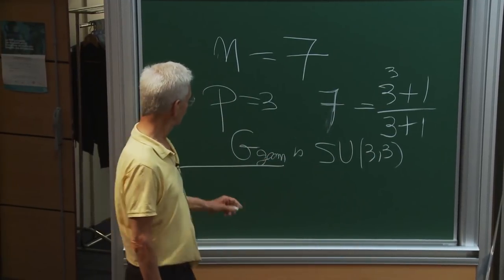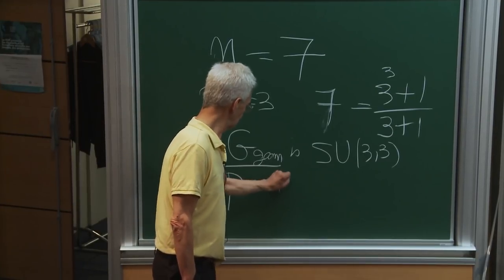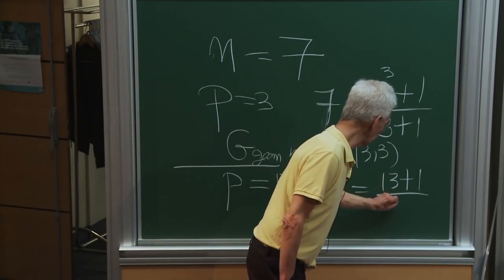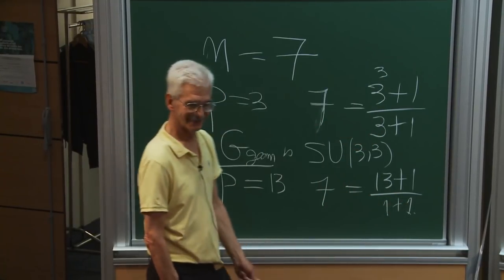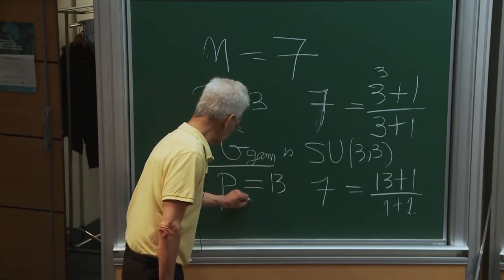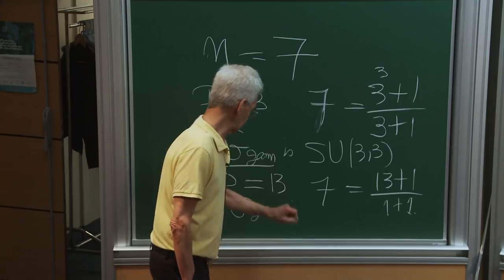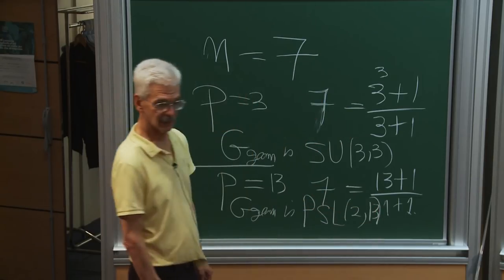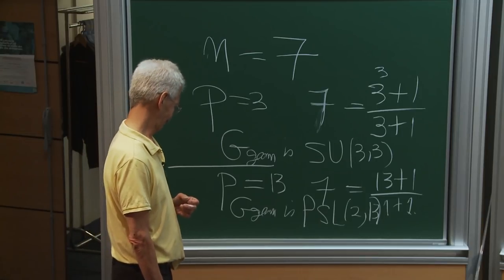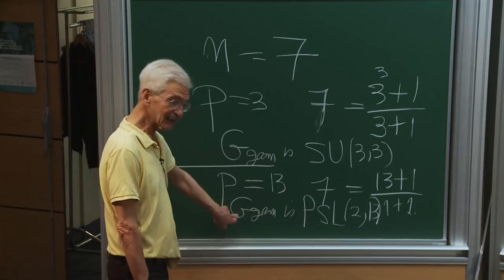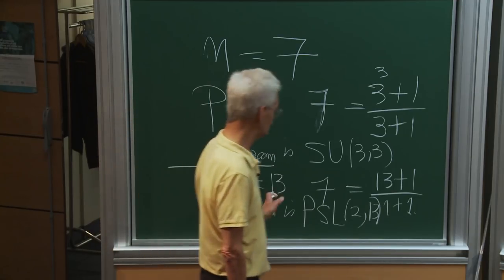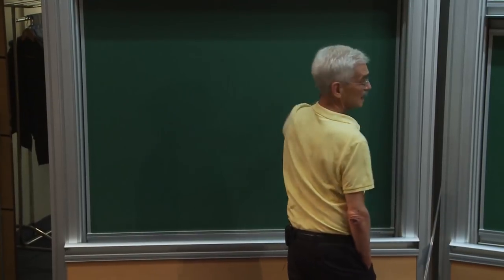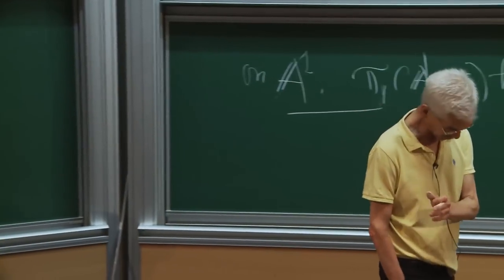Okay, let's try another one. Let's try p equals 13. Well, then we're going to use the equation, and I'll explain why later, that 7 is (13 plus 1) divided by 2, which I'll write as (13 plus 1) over (1 plus 1). And what's going to come out here is that G geometric is PSL2 over the field of 13 elements. I don't know the answer to your question off the top of my head for whether it's G arithmetic or not. So the numbers in your formula for 7 are meant to go into the formula for the group somehow? As we'll see, yes.